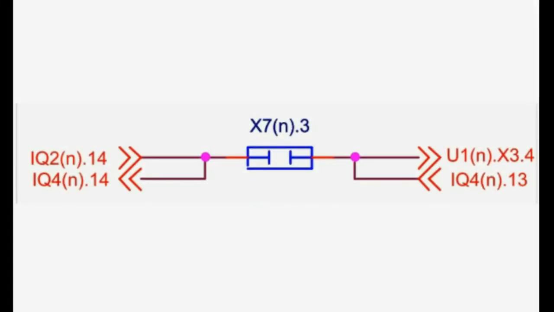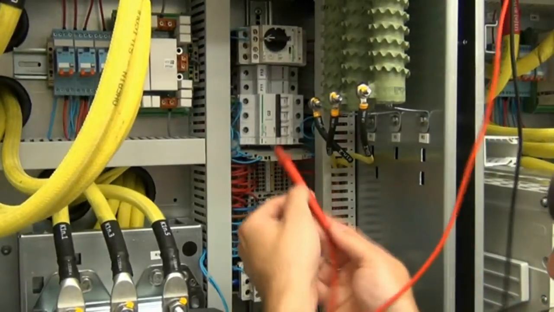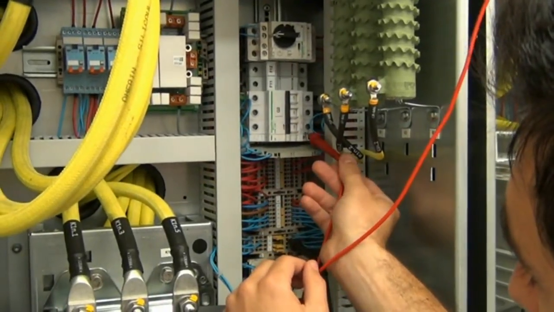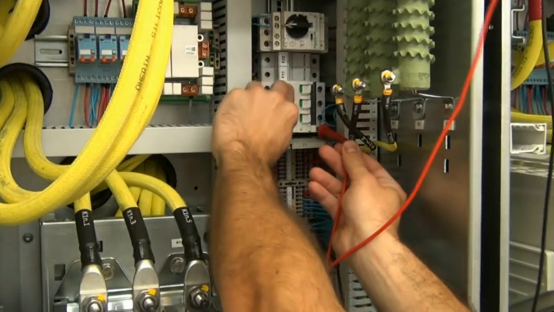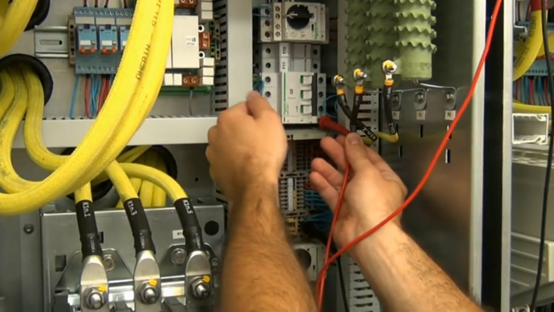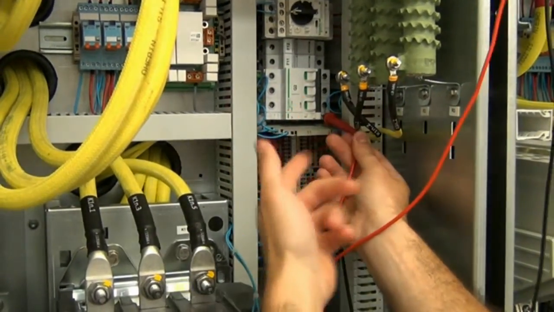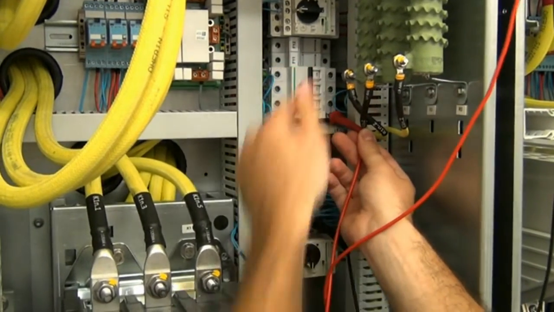The last cable to be checked is the one that goes from the X7.3 terminal to the IQ2.14. If we do the same operation as before, that means if we open the thermal magnetic breaker to simulate that this is damaged, the beep disappears.